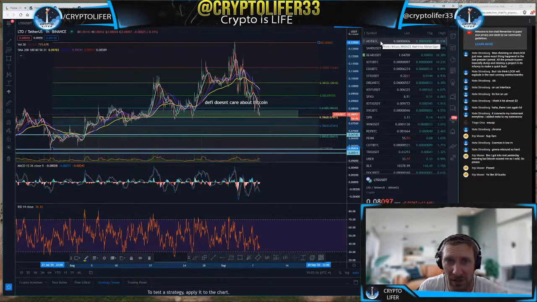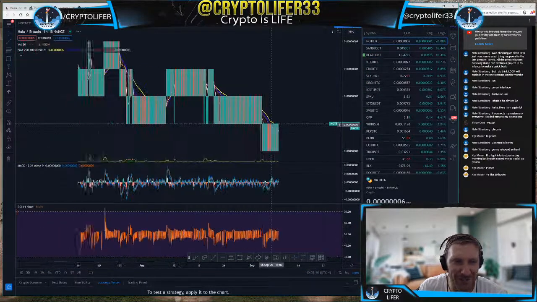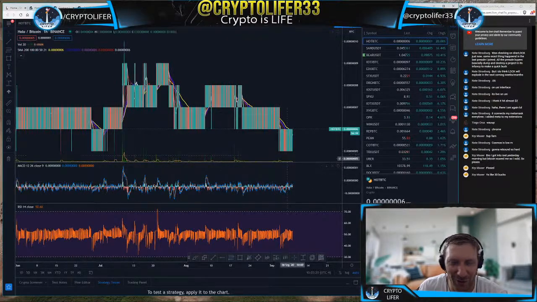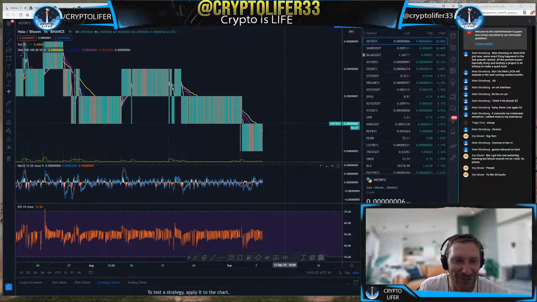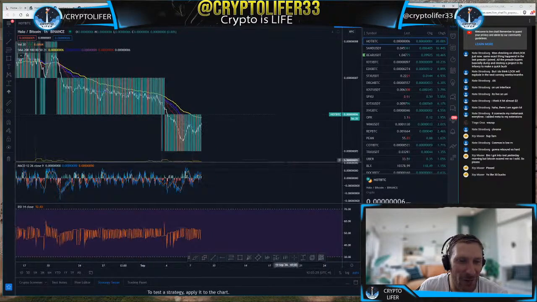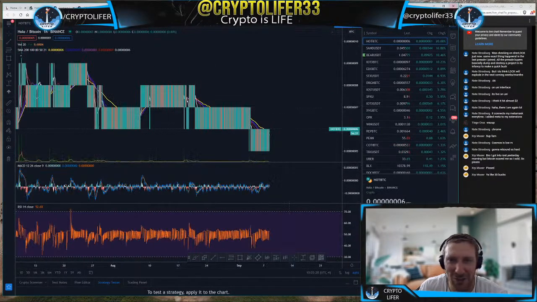So just look at HOT up 20%. We're just talking about hot coin, man. Holochain or whatever. But this is my sleeper coin. Who knew it would be going up today, up 20%? Pretty funny. It's the winner in my thing.